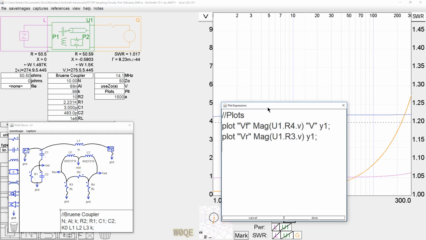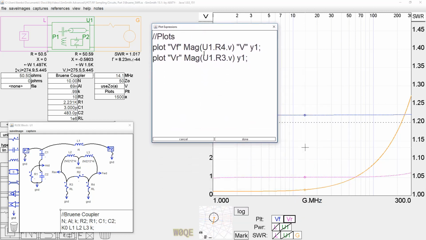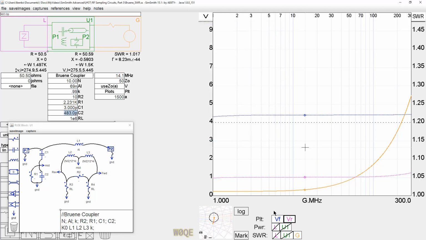And again, these SimSmith files will be available. When I get all 3 videos done, I will make one big zip file that has all the files I used in all three of the videos. I plotted the voltages just like I did before.